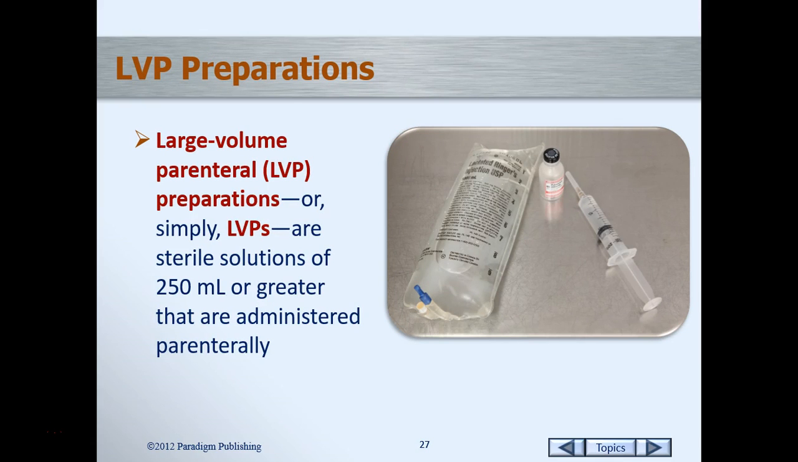Let's talk specifically about compounding. So this chapter, Chapter 8, is on large volume parenteral preparations. These are most commonly known as LVPs. This is when a sterile solution of 250 milliliters or greater is administered parenterally. One of the keys about an LVP is that it is a continual administration. It's not intermittent.